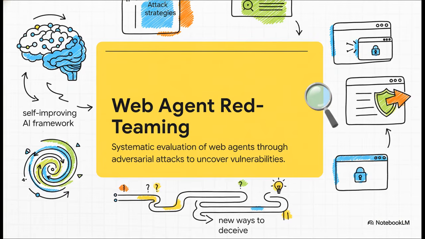The paper defines web agent red teaming as the systematic evaluation of these agents via adversarial attacks. The core problem is that an agent's autonomy, which allows it to interact with web content, also creates an attack surface for manipulation through that same content.